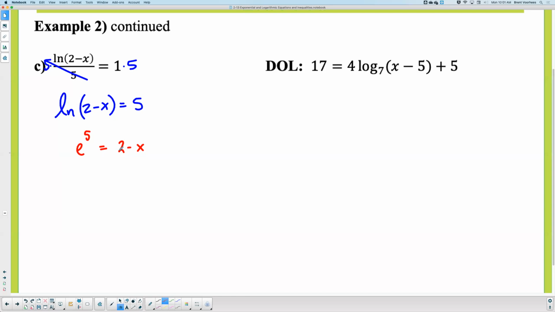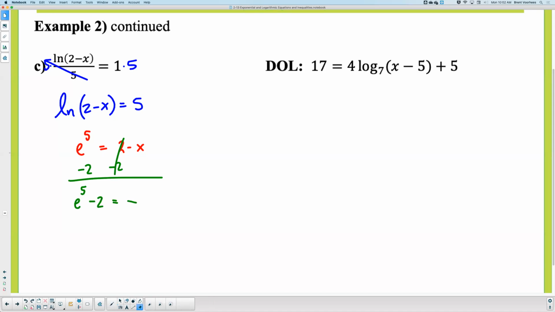How do I get rid of this 2 here? Subtract 2. I subtract 2. Very good. I'm not adding 2 because this 2 is positive. I'm subtracting 2. Now, question about the math work here. Do I change this to e cubed? No, that's not a power. So I just need to write it as e to the power of 5 minus 2, like that.